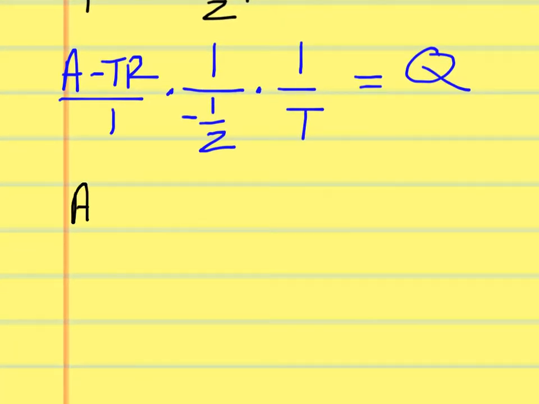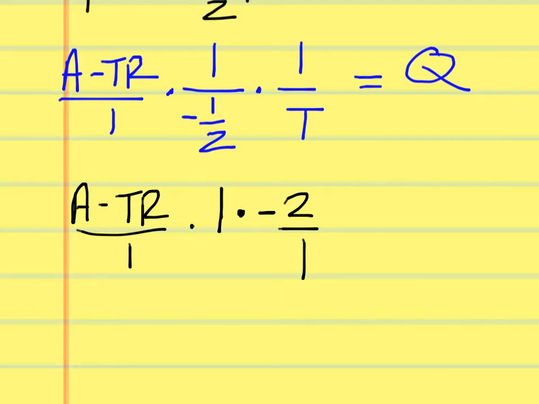Okay, so let's keep the rest of this the same. If I have 1 over a negative half, that's the same thing as saying 1, instead of divided by a negative half, I'm going to multiply by a negative 2 over 1. I flip and multiply when I divide by a fraction. And then, of course, you have 1 over t.